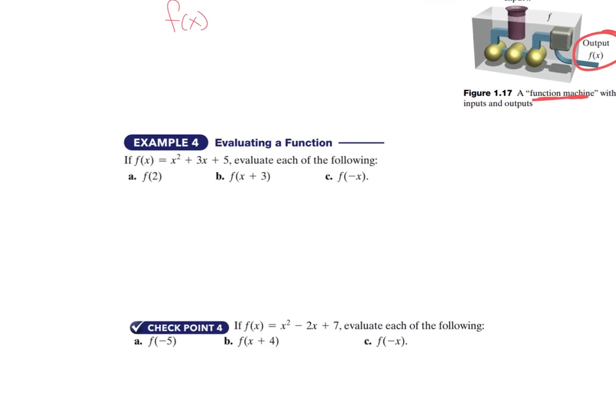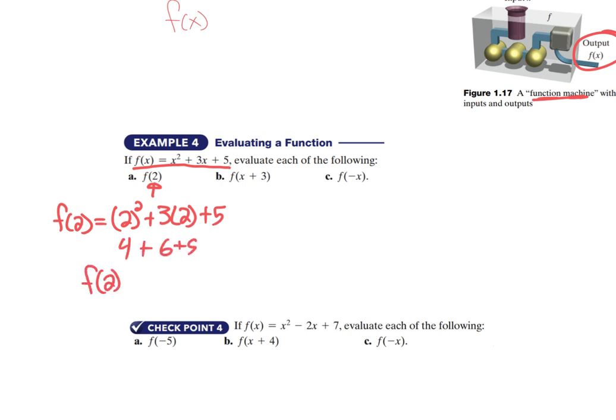So here on example 4, we're going to evaluate this function. f of x equals x squared plus 3x plus 5. So this means we're going to put 2 into this function wherever x is. So that's 2 squared plus 3 times 2 plus 5. So that's 4 plus 6 plus 5. So f of 2, or this function evaluated at 2, equals 15.